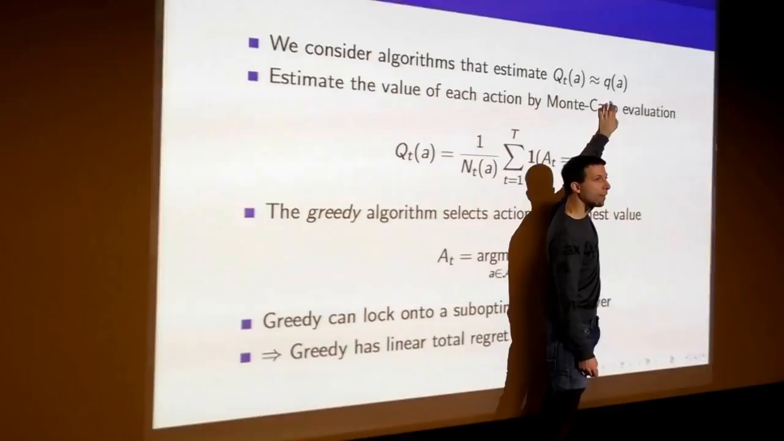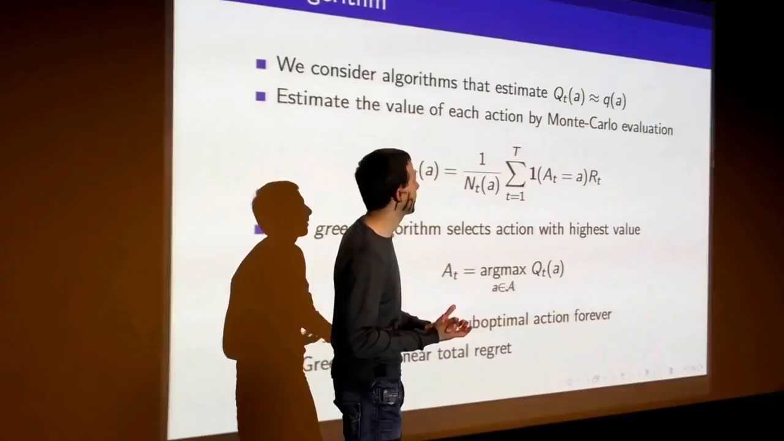So it's the normal way. Think of this as the normal way, just like Monte Carlo learning. This is the normal way that we estimate values.